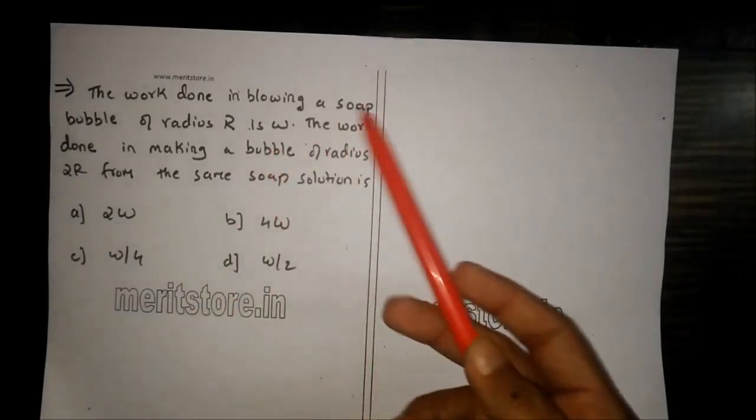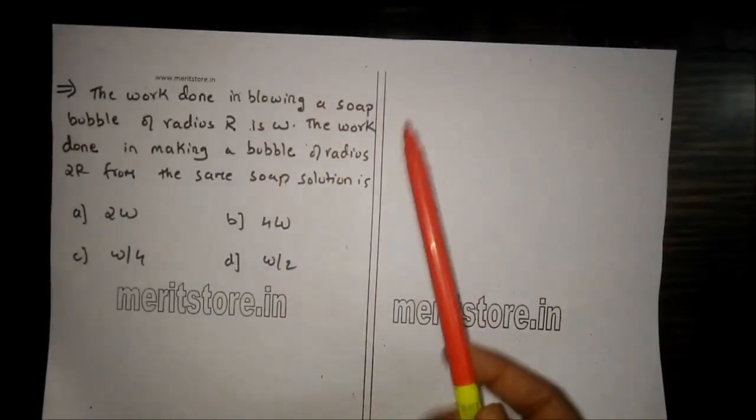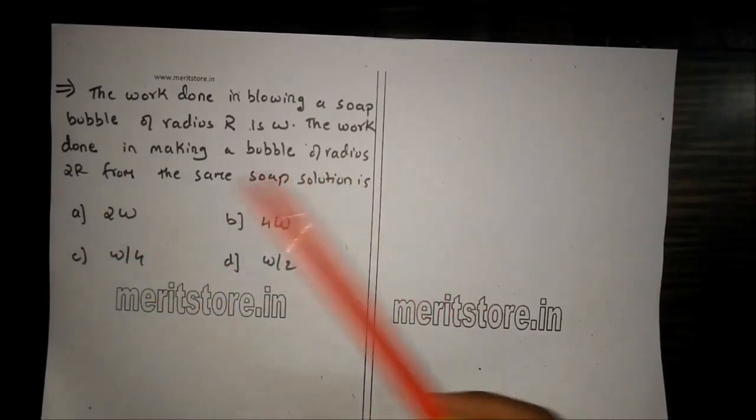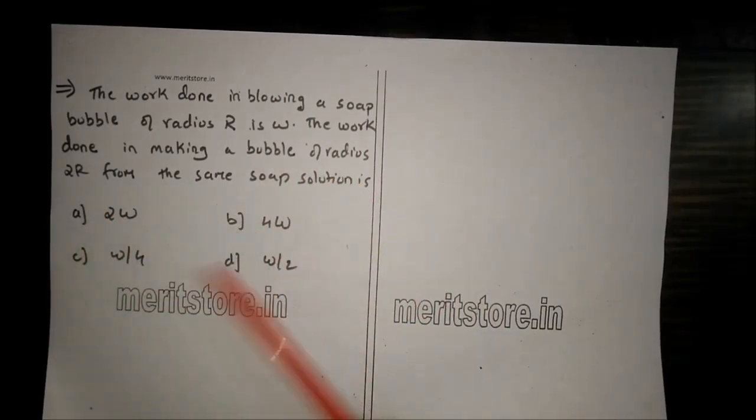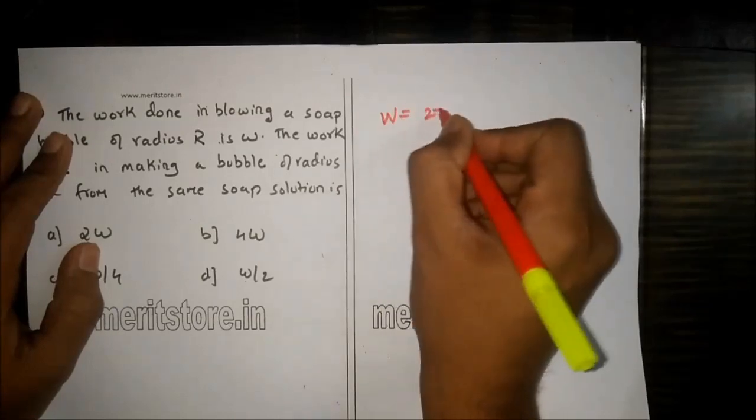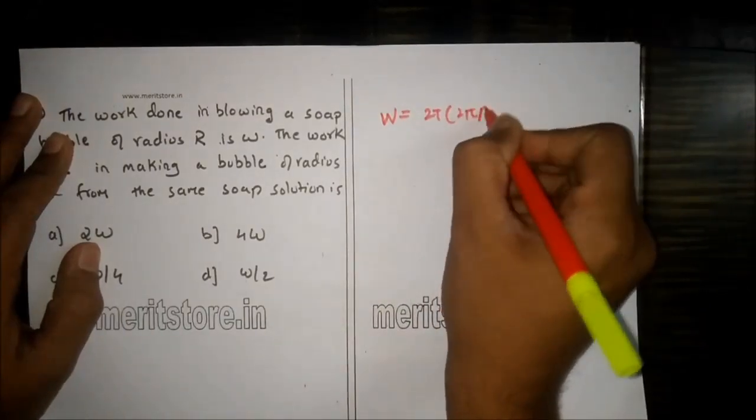The work done in blowing a soap bubble of radius r is W. The work done in making a bubble of radius 2r from the same soap solution is 2W, 4W, W by 4, or W by 2. Now we know that the formula for work done W is equal to 2T into 2 pi r square.